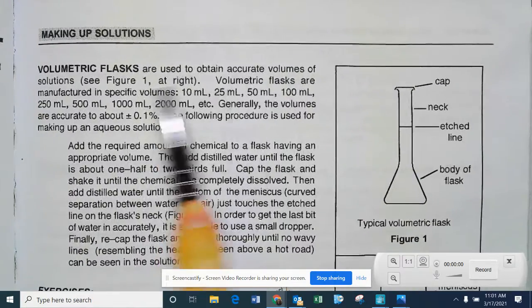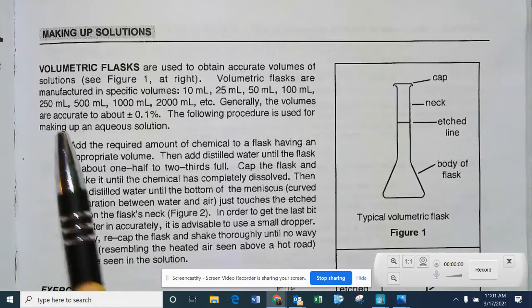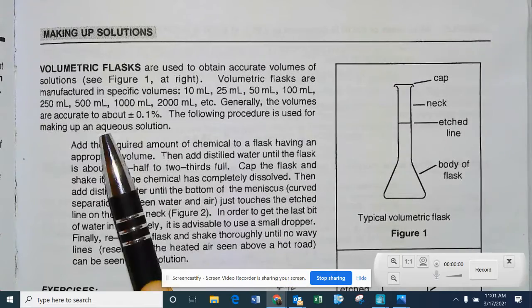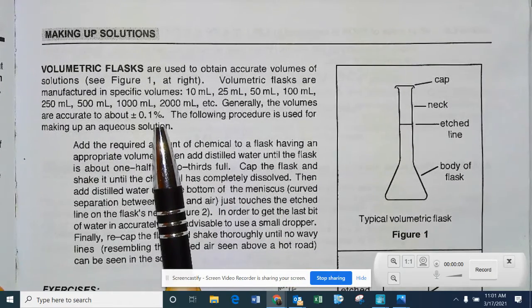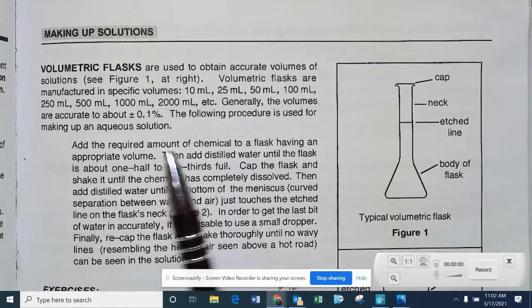Okay, so these are used to obtain accurate volumes of solutions. We can see a diagram of one here. They're manufactured in really specific volumes. Usually, they're accurate to about 0.1%. So that's pretty good.